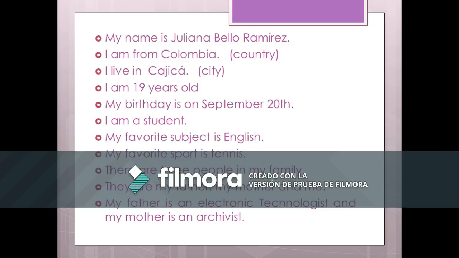My name is Juliana Bello Ramírez. I'm from Colombia. I live in Cajicá. I am 19 years old. My birthday is on September 20th. I am a student. My favorite subjects are English and history. My favorite sports are tennis and swimming.